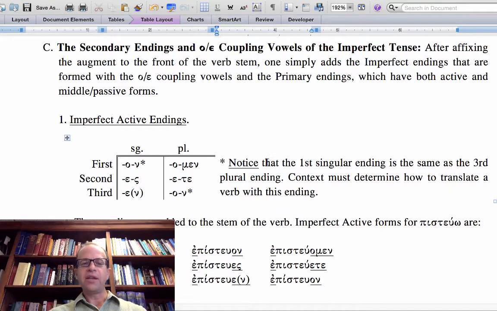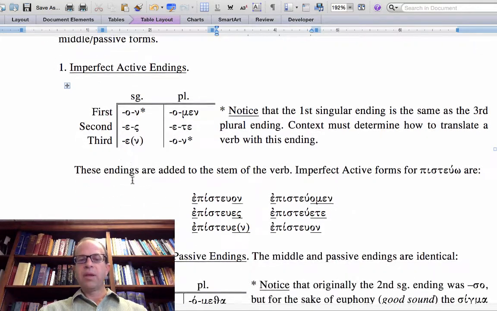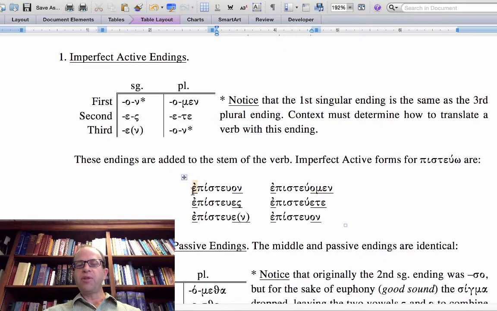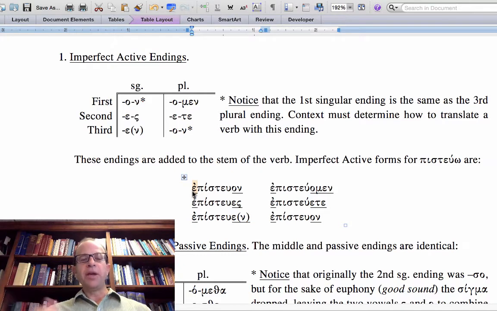And so the endings are simply on, es, omen, ete, on. So that's the ending with the coupling vowel combined. Now we're going to talk about how to put the augment on, but many times it's just simply an epsilon. So we have the augment added to the verb stem, in this case pistev, and then we add the endings, and you should know how to do that.